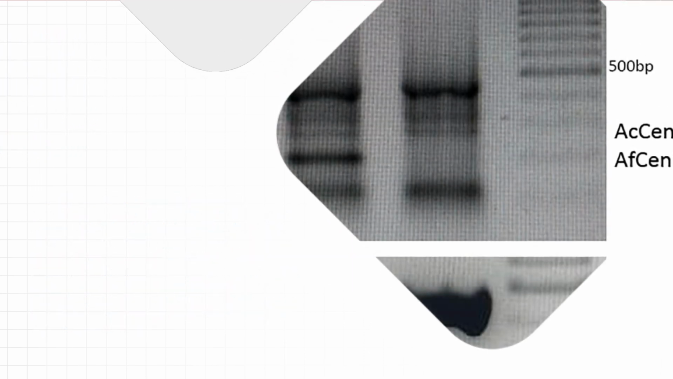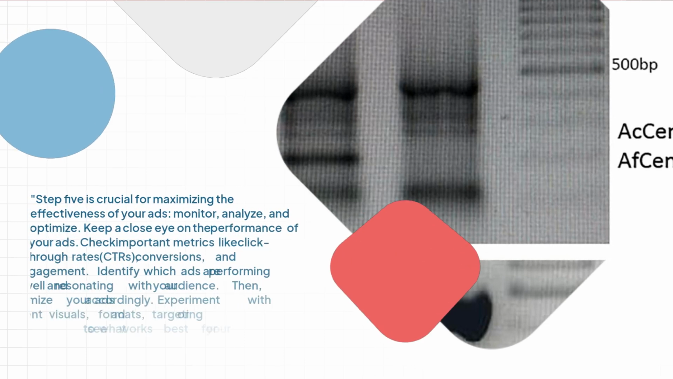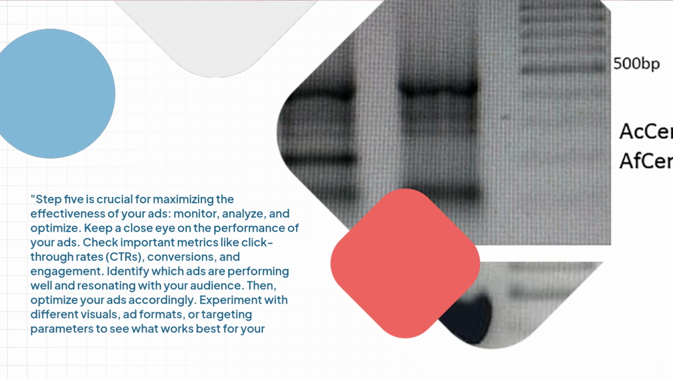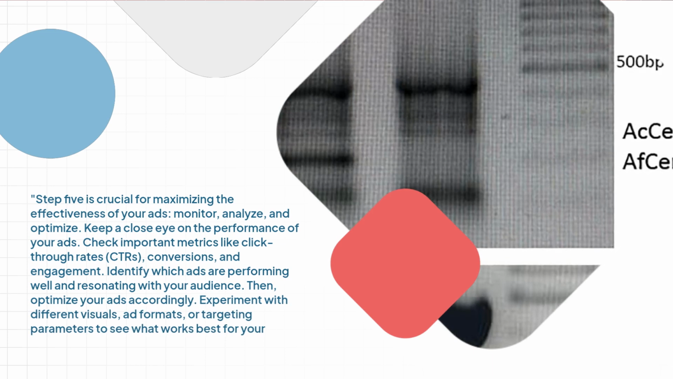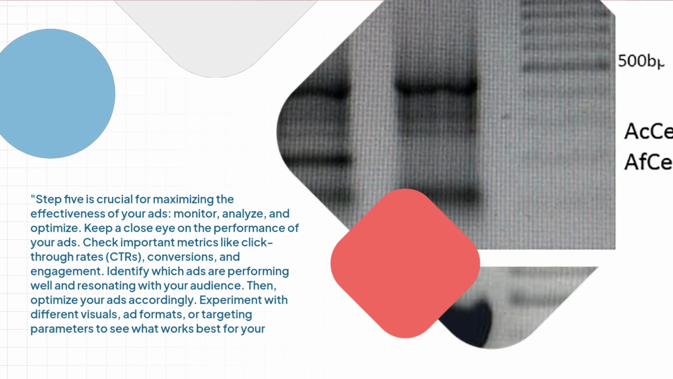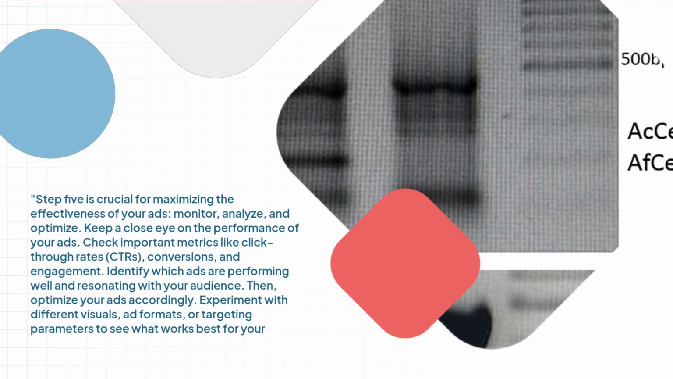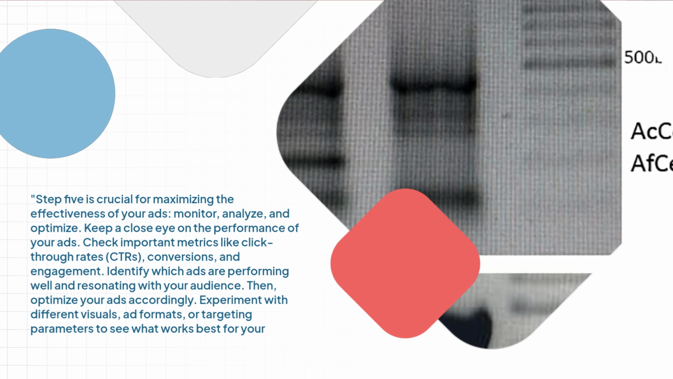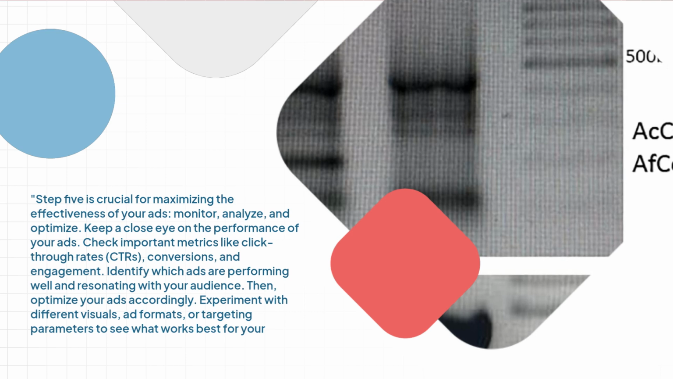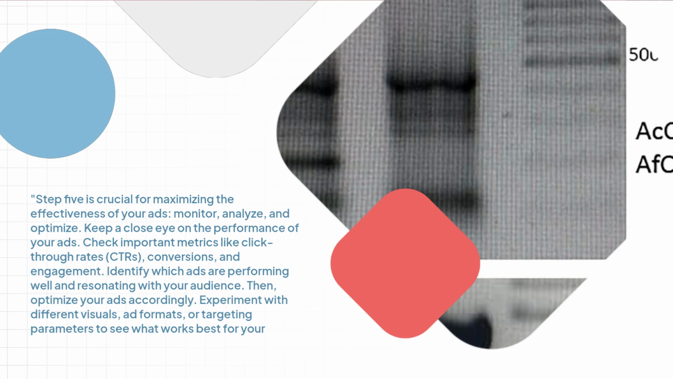Step 5 is crucial for maximizing the effectiveness of your ads. Monitor, analyze, and optimize. Keep a close eye on the performance of your ads. Check important metrics like click-through rates, CTRs, conversions, and engagement. Identify which ads are performing well and resonating with your audience. Then, optimize your ads accordingly. Experiment with different visuals, ad formats, or targeting parameters to see what works best for you.